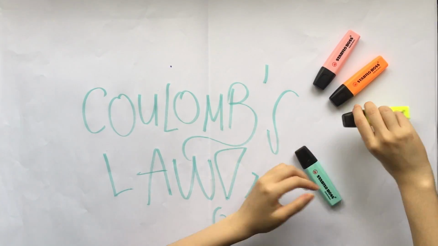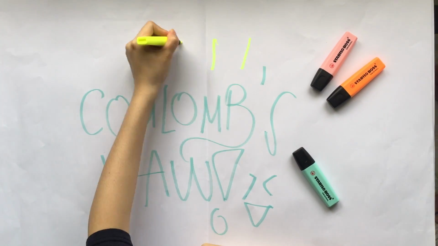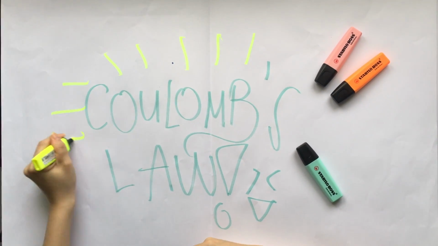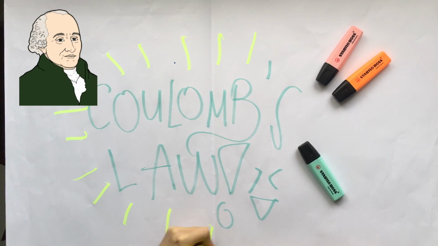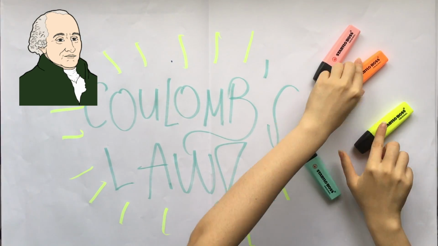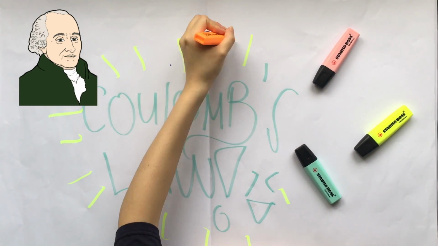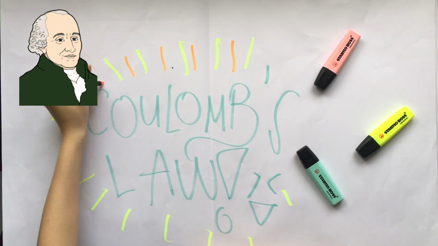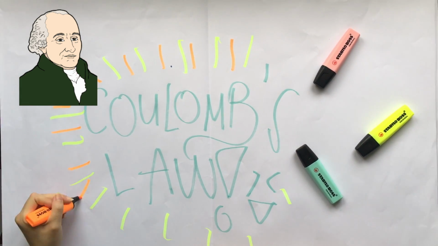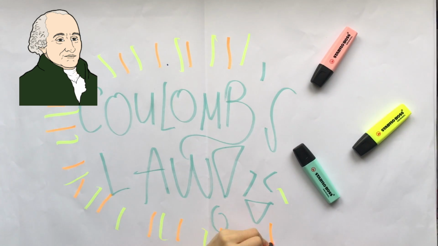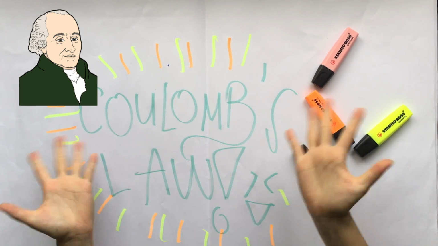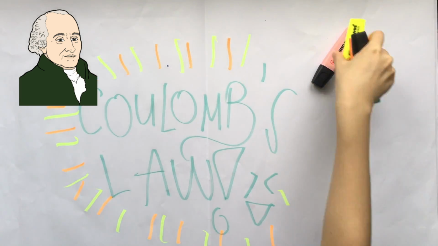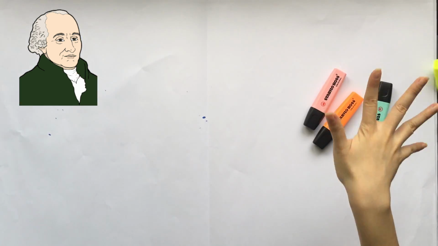Ta-da! We have Coulomb's law. Before we start with the question, let's start with a little history. First, through experimentation, Coulomb discovered that the magnitude of electrical force between two charged particles is directly proportional to the product of the magnitudes of the charges and inversely proportional to the square of the distance between them. This statement is called Coulomb's law.